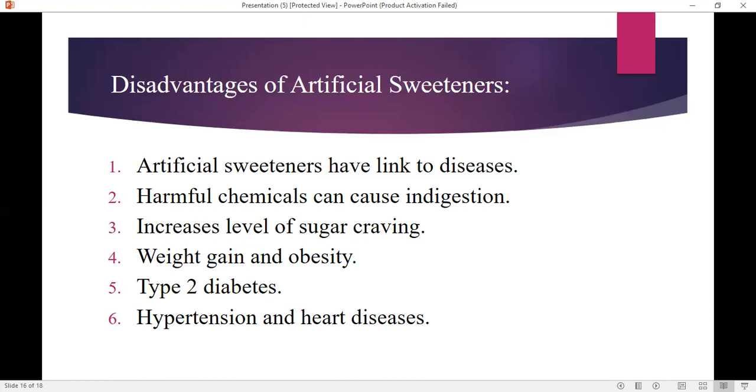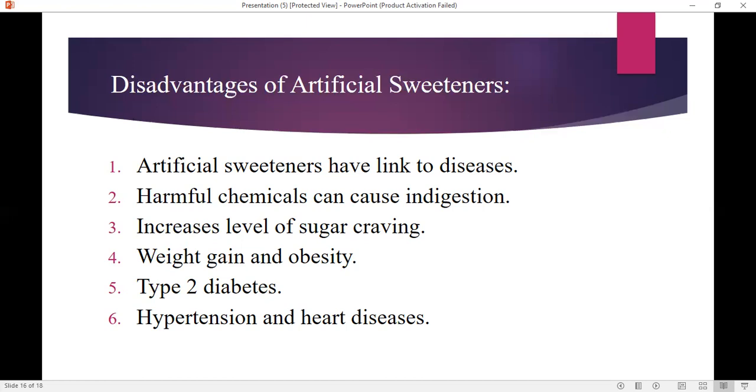Point number 6 is hypertension and heart diseases. The risk for heart diseases has significantly increased in women who consumed more than two artificially sweetened drinks per day. Artificial sweeteners also have the disadvantage of increasing the risk for hypertension. These all are disadvantages of artificial sweeteners.